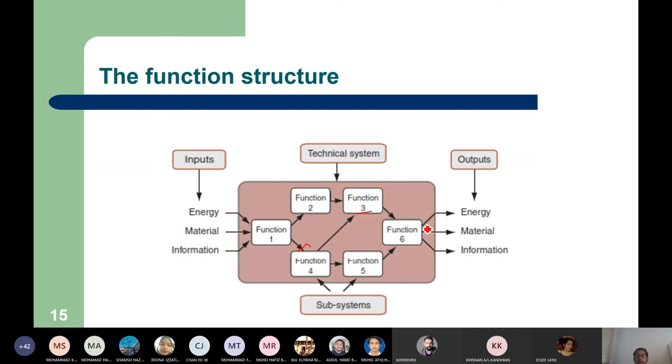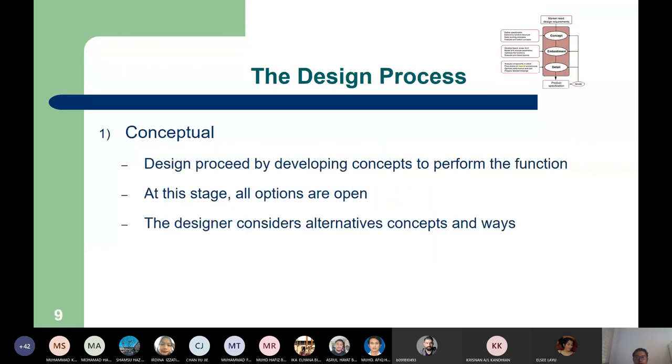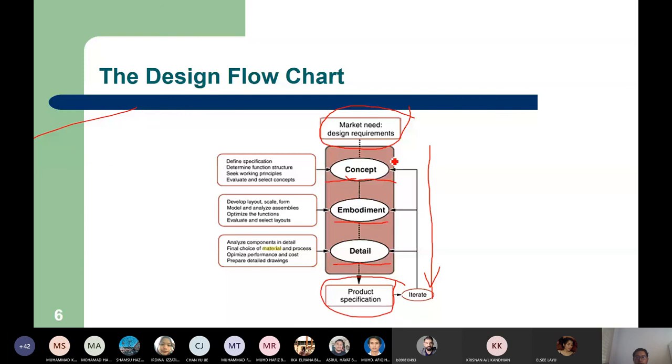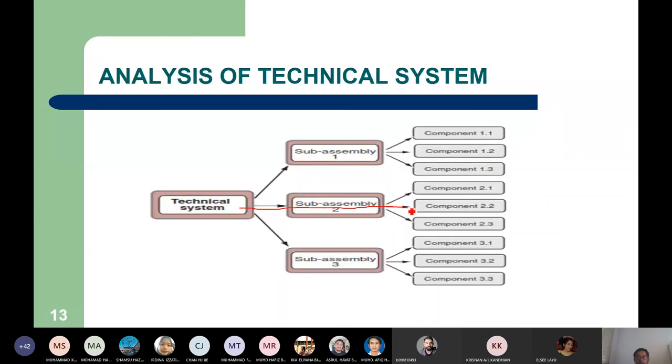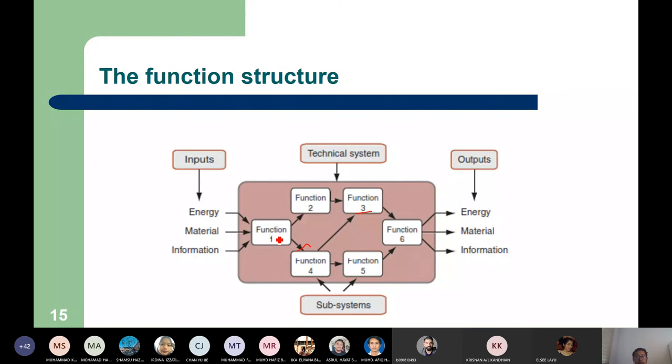Okay, in reality it's not as simple as finding a linear path. If you noticed, when I talked about the first method, it's just having the market needs and going straight down to the product specification, and the second method is you have a technical system sub assembly going down to individual components. Or even if you consider function, you find that this function relates to function 5, and then moving to function 6, with all the energy input that we considered, and then coming up with the output that we want. So oftentimes it's actually not as linear as it seems.